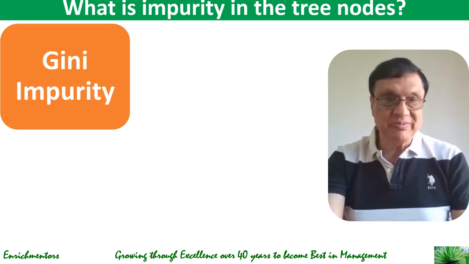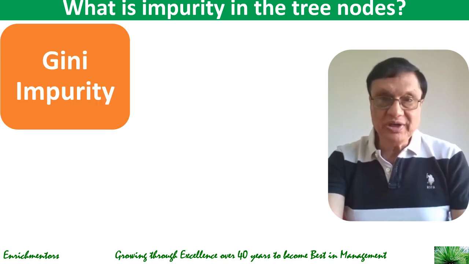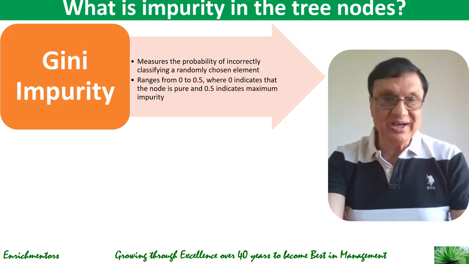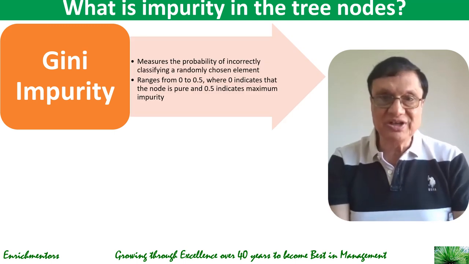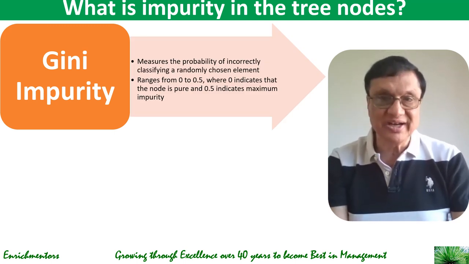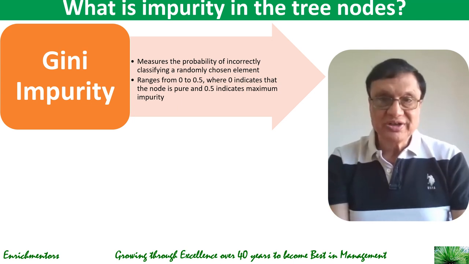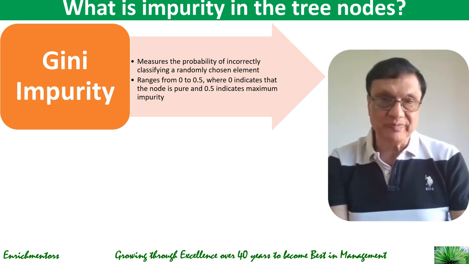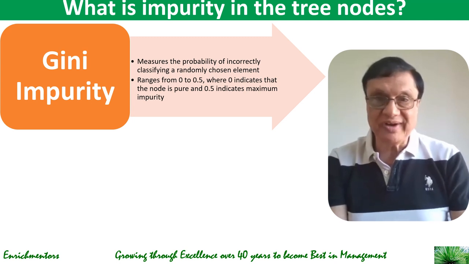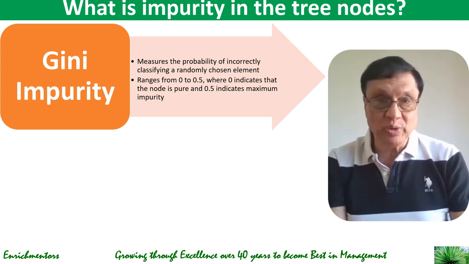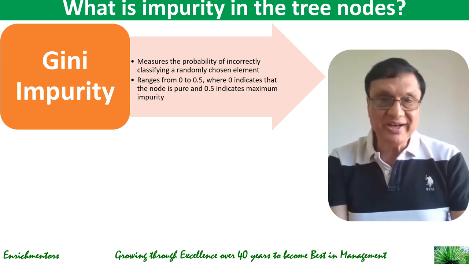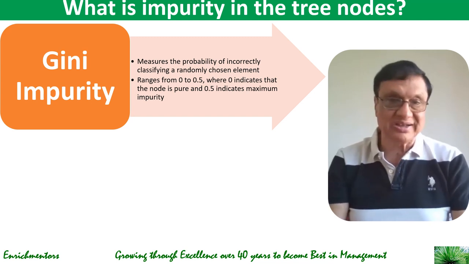So what is Gini impurity? Now, Gini impurity measures the probability of incorrectly classifying a randomly chosen element in the data set if it were randomly labeled according to the distribution of the labels in the node. This typically ranges from 0 to 0.5, where 0 indicates the node is pure, all samples belong to the same class, and 0.5 indicates maximum impurity, samples are evenly distributed among the classes.